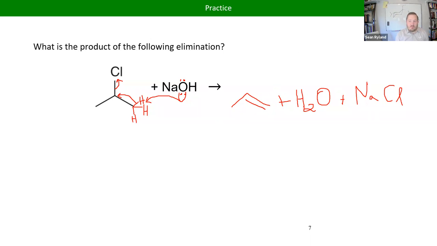When we look at the mechanisms, we can see places where we can tweak things to make it favor the substitution versus the elimination. But they're always going to be both happening at the same time. It's just a matter of which one is what we call the major product, the one that we get more of. Or like in this case, if I just say it goes through an elimination, what's the product? If I just tell you, ignore whatever else is happening and just show me the elimination product, then I'm saying I don't care about the substitution product. I'm most interested in the elimination product.